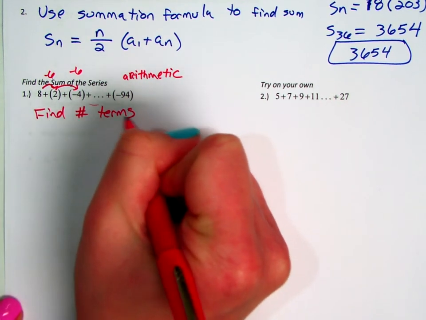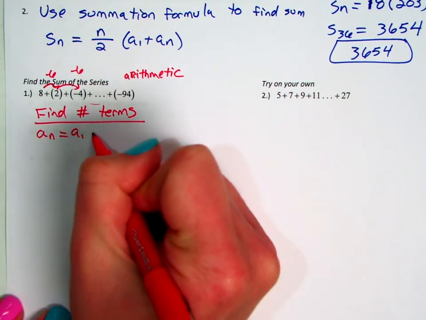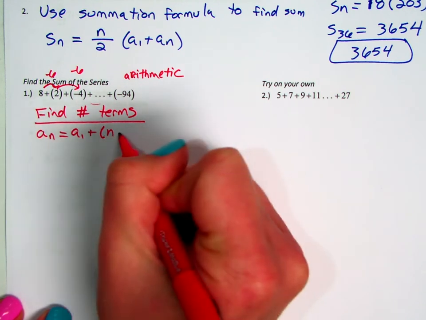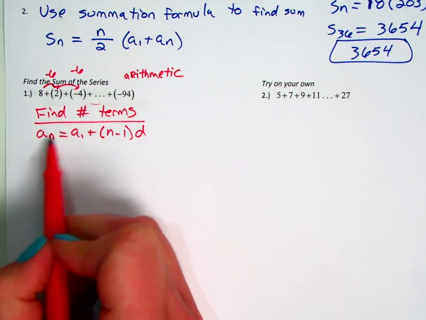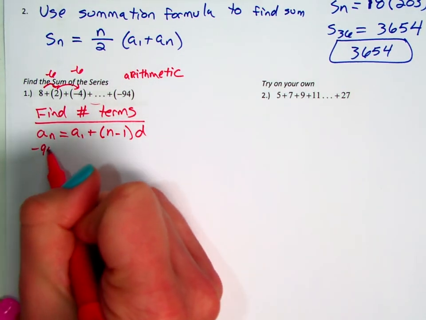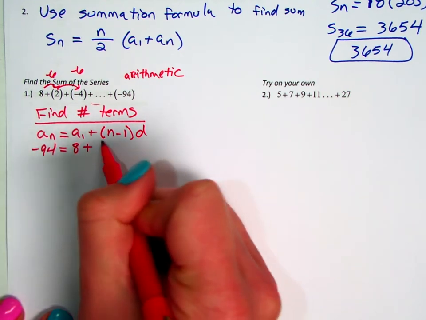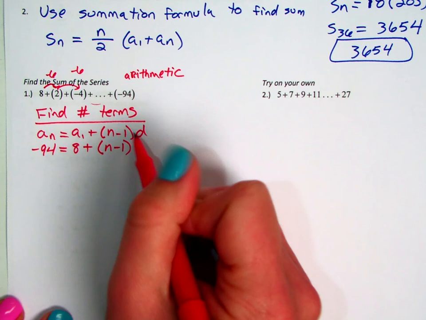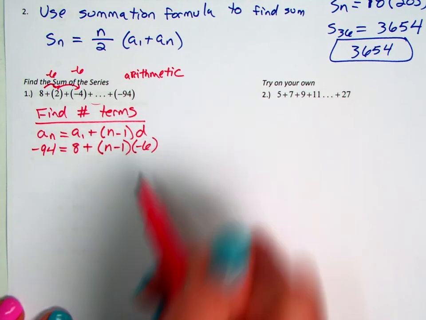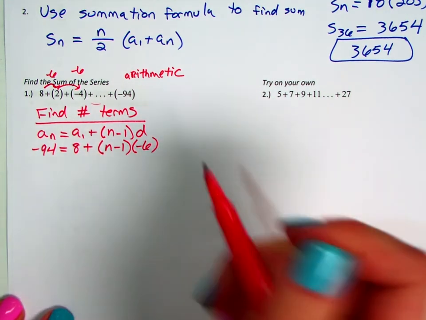The way we find the number of terms is we use our formula: a sub n equals the first term plus n minus 1 times the common difference. Well, a sub n is our last term, which in this case is negative 94, equals a sub 1, which is our first term, which is 8, plus n minus 1, since I don't know how many terms there are, times the difference we just found to be negative 6. Make sure you put it in parentheses to show it's multiplication and not subtraction. So now we can go ahead and solve.